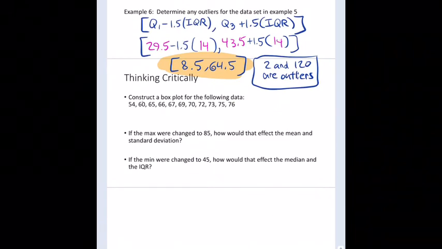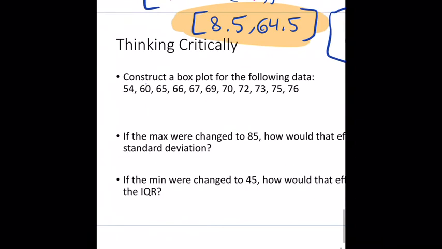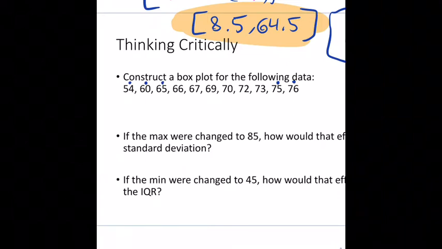The last thing we're going to do here is make a really rough box plot for this data set that was given, which, nice enough, is already in numerical order. And we are going to answer a couple of critical thinking questions about it. So the first thing we're going to do is construct the box plot. To do that, we need our 5-number summary. For this data set, I'm going to try to find the middle here. So 1 on each end, 2 on each end, 3 on each end, 4 on each end, 5 on each end. That means that the 11th number here in the middle is our median.